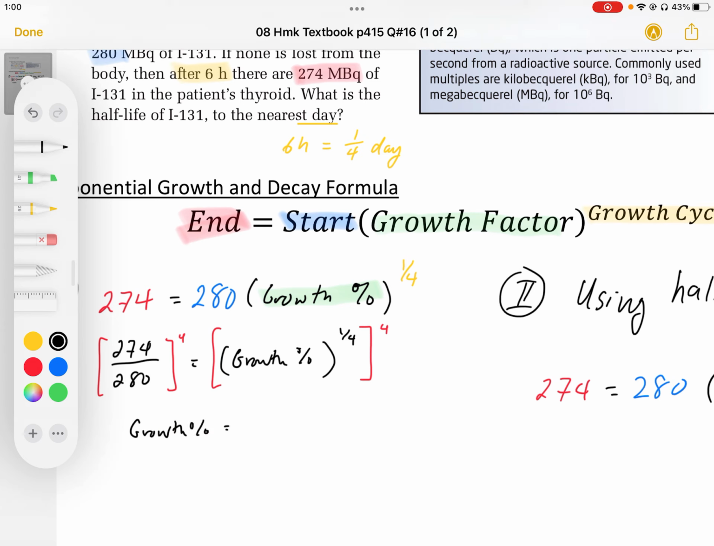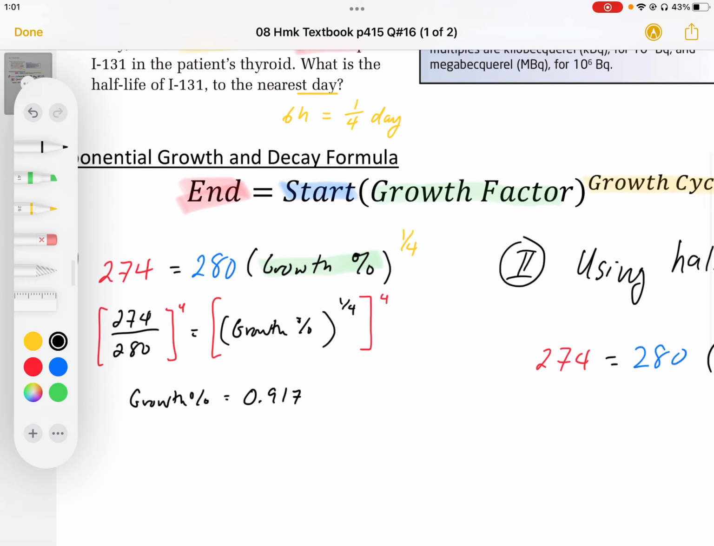So when I put that into my calculator, I'm going to end up with 274 divided by 280, and then to the power of 4. That's going to give me 0.917. Okay, so what this means is that my growth percentage is 91.7%, or I'm losing 8.3% every day.